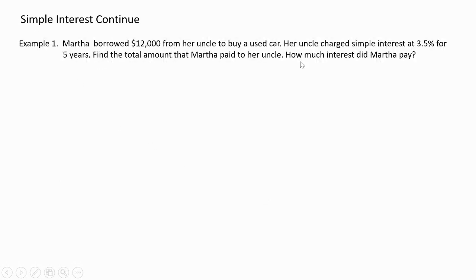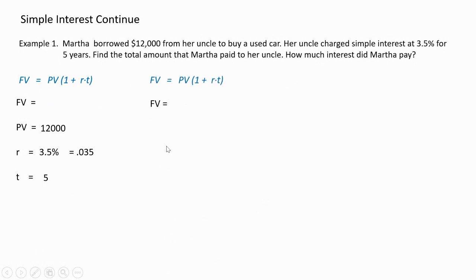Now, simple interest continues. Now let's use the other formula. So now we're going to use the future value simple interest formula. So again, we're going to put everything here on the left, and we're going to be extracting the information. There's my present value. There's my interest rate. And there's the time. So plug into the formula, present value, 1 plus 0.035 times 5.